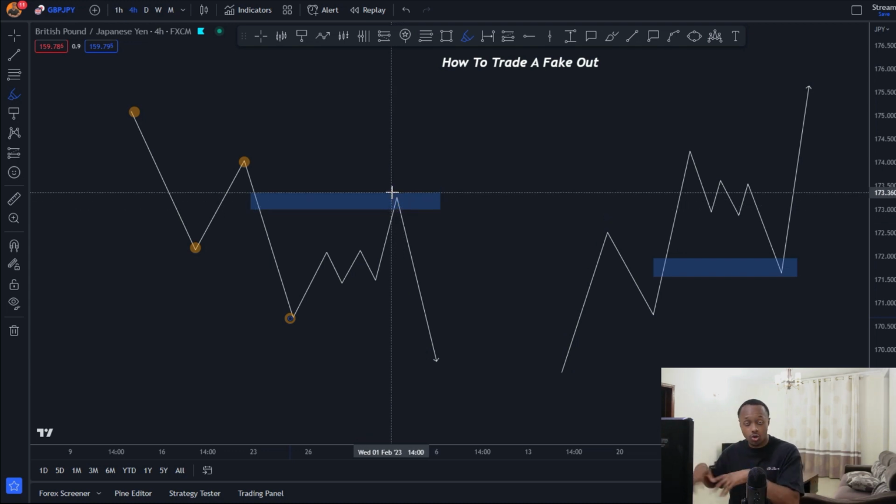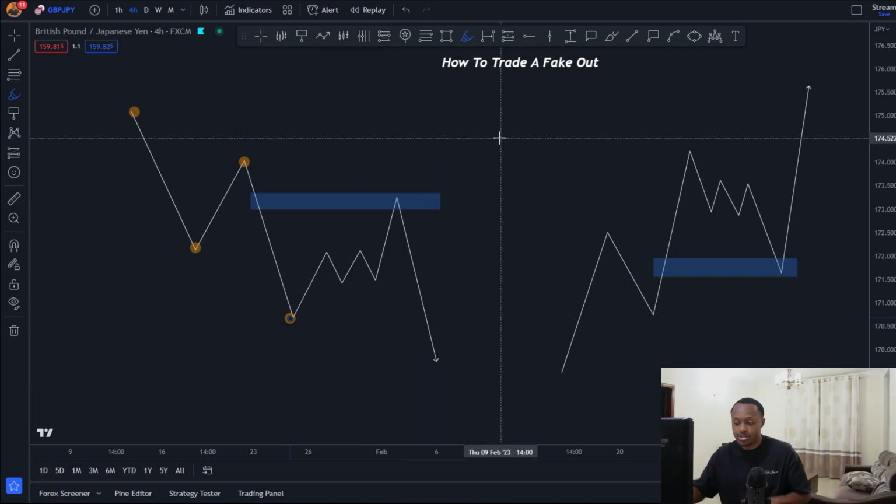Again, I do have videos talking about how to trade with confluences and the confluences I use, so I will leave a link in the description to that video. But essentially, all we're looking for is price to come to a strong area of confluence, but fake out some highs or fake out some lows first.